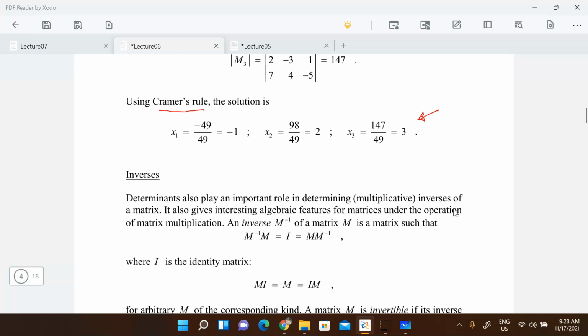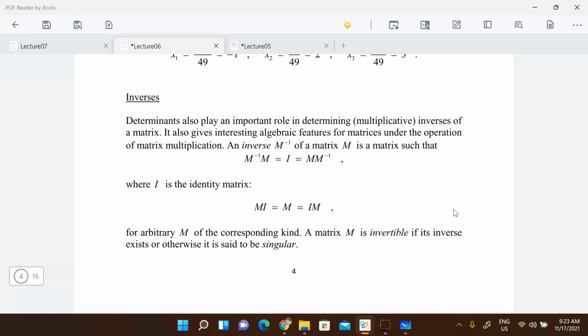Okay. Let's go to a different topic, which is again related to matrices and also determinants, which is the idea of an inverse. What is the idea of an inverse? These are just a generalization of a reciprocal for numbers. When you multiply, say, a with the reciprocal of a, that gives you 1. Okay, so these are numbers.